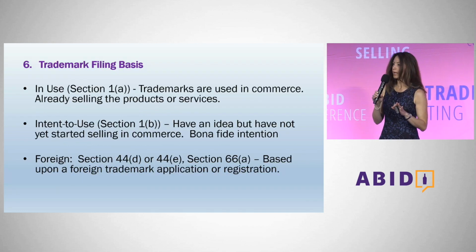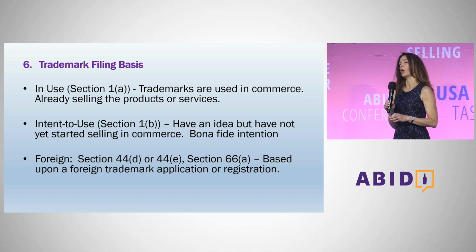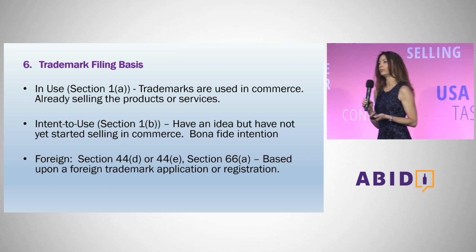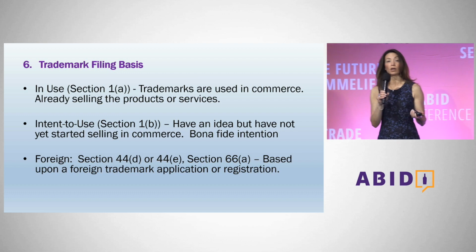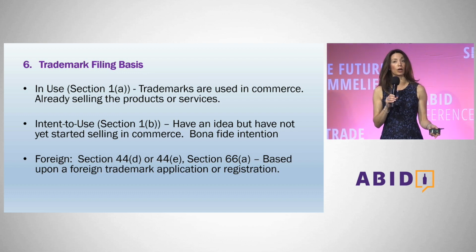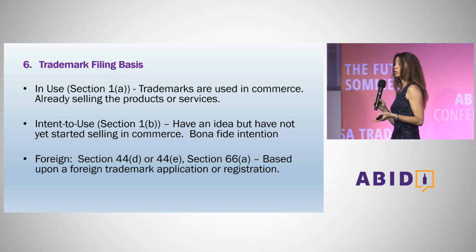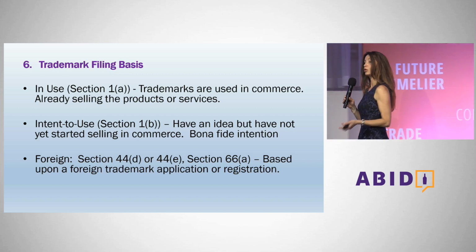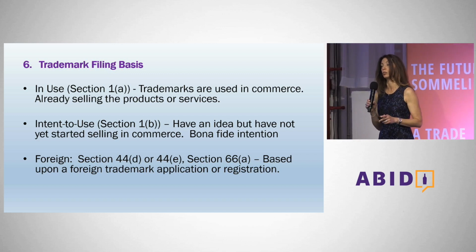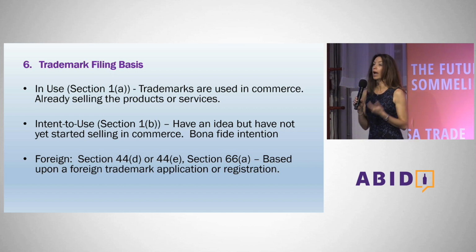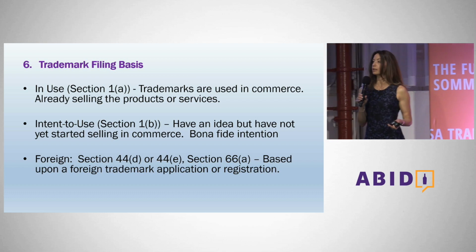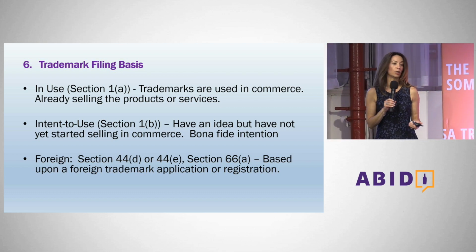So there are 3 bases for which you can file a trademark at the federal level. The one we're talking about, I may have a client that already has been using that mark in commerce. I may have a client now that is looking to start a distillery, so they have an intent to actually use a mark. And then also, if you have a foreign registration or application, that could be a basis for filing your application in the US.